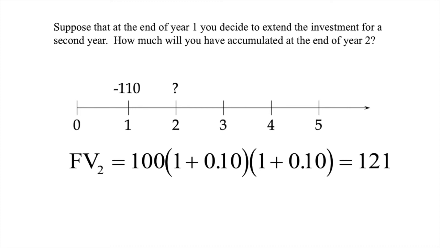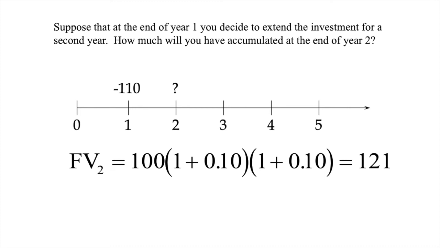This is going all the way back to algebra, so if you don't remember this, that's totally fine. 100 times that first parentheses, you get $110. $110 times 1.10, that second set of parentheses, then comes out to be $121.